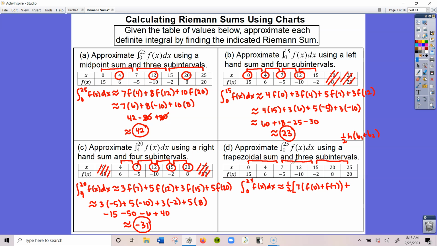Now we're going to go to the next trapezoid. From 7 to 15, the height is 8. And we're going to use the bases, which are f of 7 and f of 15. Plus our final trapezoid here from 15 to 25, the height would be 10. And we're using the bases of the endpoints here, so f of 15 plus f of 25.